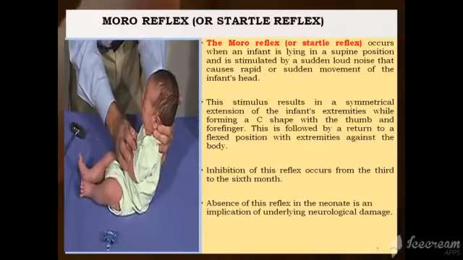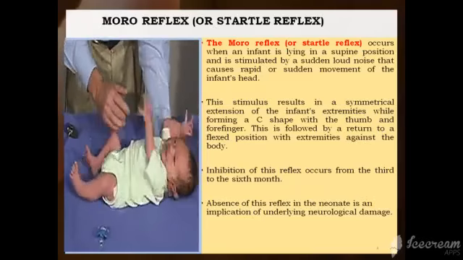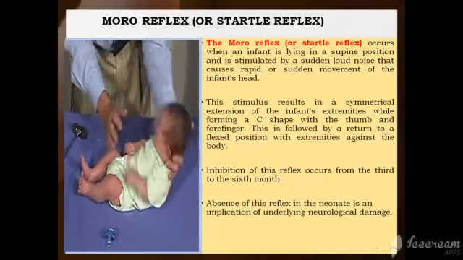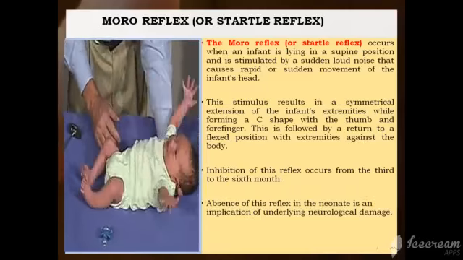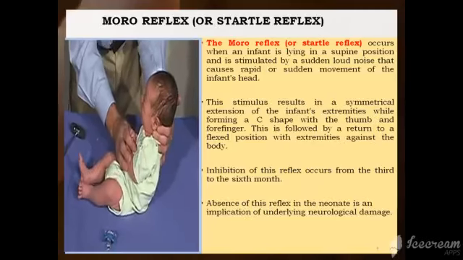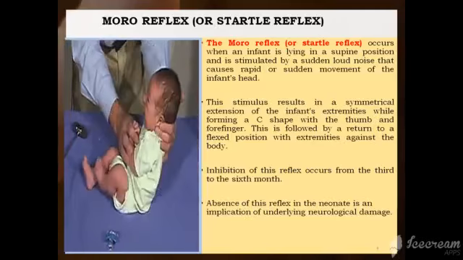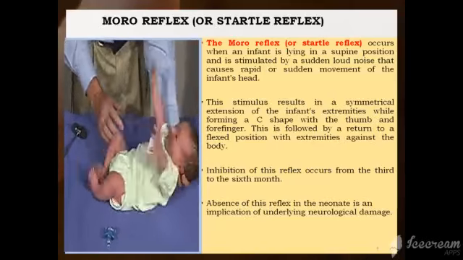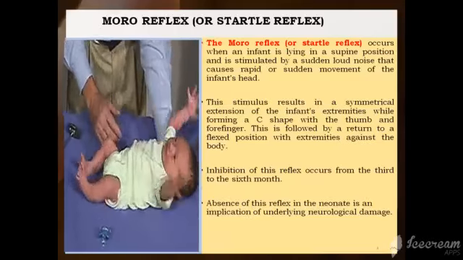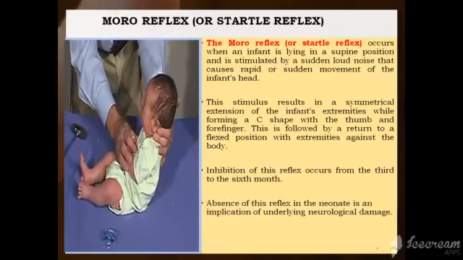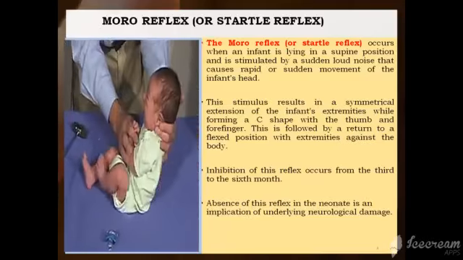There is a symmetrical extension of the upper extremities followed by a return to a flexed position with the extremities against the body. Inhibition of this reflex occurs from 3 to 6 months, and absence of this reflex indicates that there is some neurological involvement. There is some pathology involved, causing neurological damage.